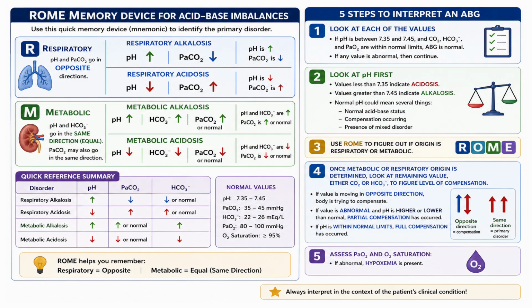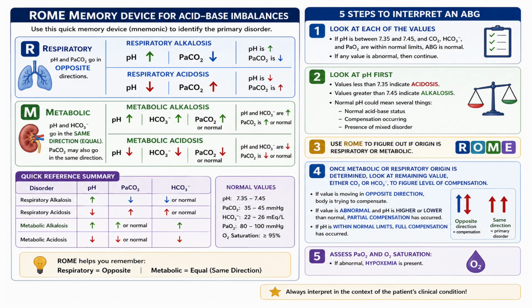There are 5 steps for interpreting ABGs. You look at the values, look at the pH first. Now use ROME to determine respiratory or metabolic. Is it respiratory or is it metabolic? See if the patient is compensating. Assess the PaO2 and O2 saturation. These are your 5 steps. I have them right here.